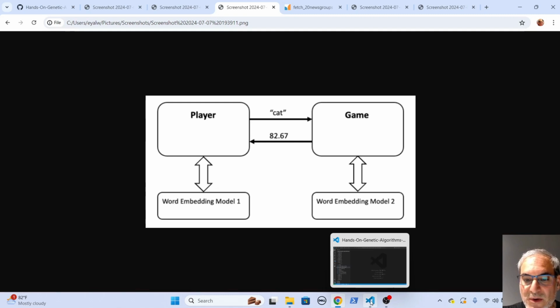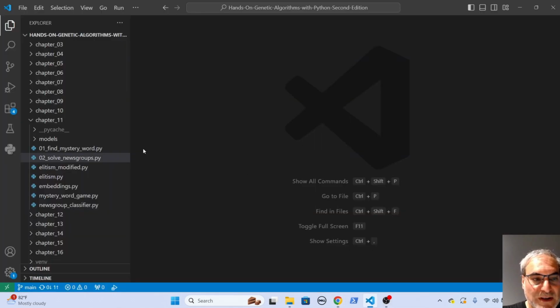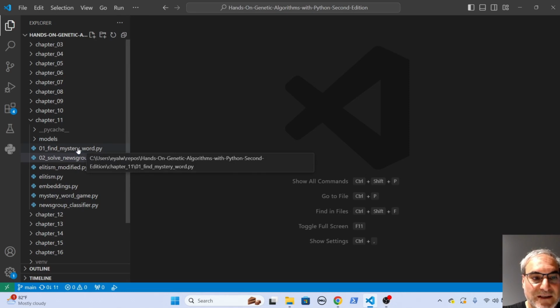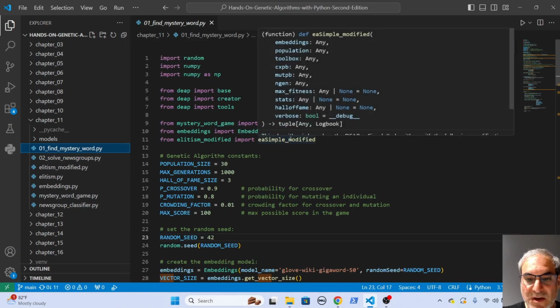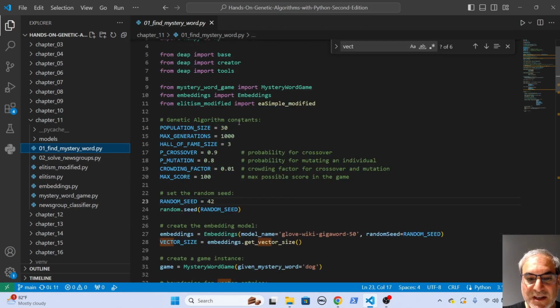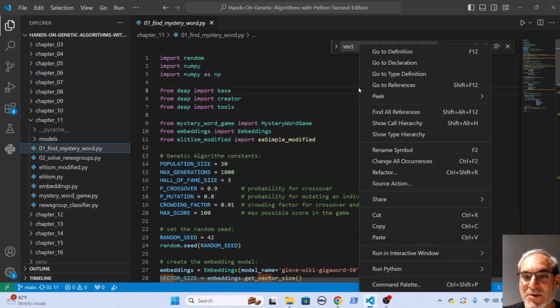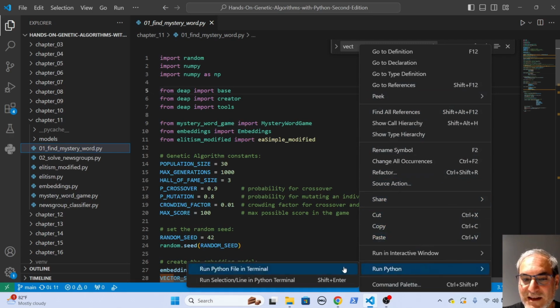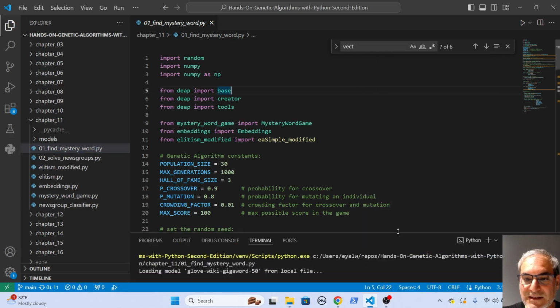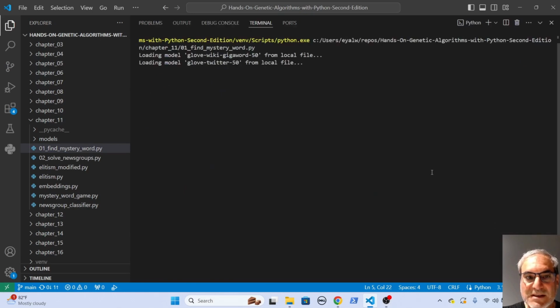So we are going to try to guess the word dog. Let's say that we make the game choose the word dog, and we will have the genetic algorithm try to find that word. So we are going to run that, and what we're going to see is at first it loads the model from a local file.